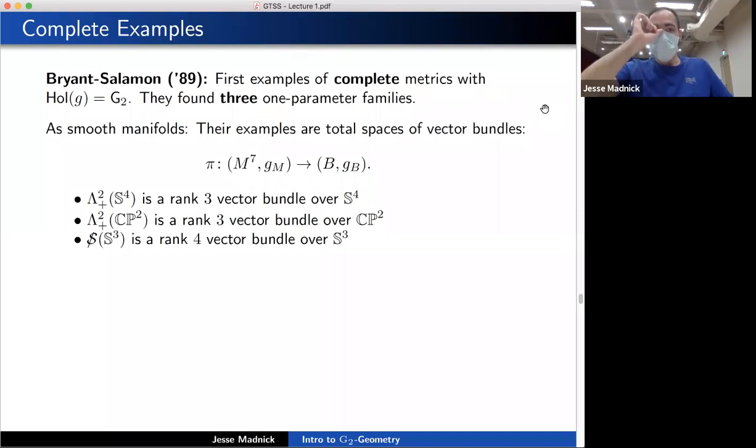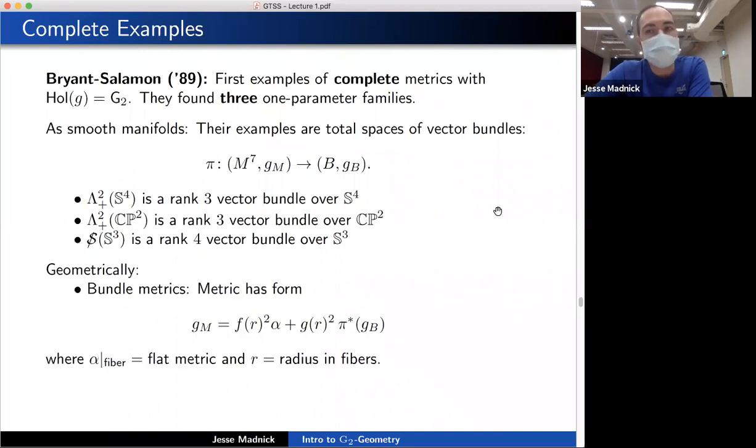The Bryant-Salamon metrics have been used in many, many applications in G2 geometry, and they've been characterized from various intrinsic geometric points of view. So what are they? They arise as smooth manifolds. They're defined on the total spaces of vector bundles. So this is this 7 equals 4 plus 3 idea. One of the examples is a rank 3 bundle over S4, one's a rank 3 bundle over CP2, and another is a rank 4 bundle over the 3-sphere. Okay, so that's the smooth manifolds.